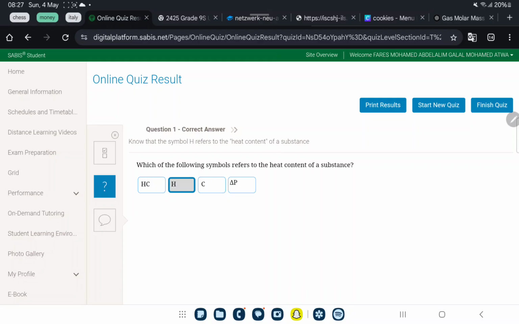Which of the following symbols refers to the heat content? Heat content, they didn't say change in heat content, that's just H.